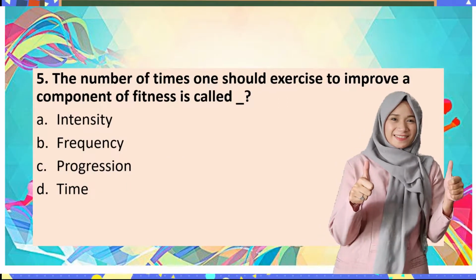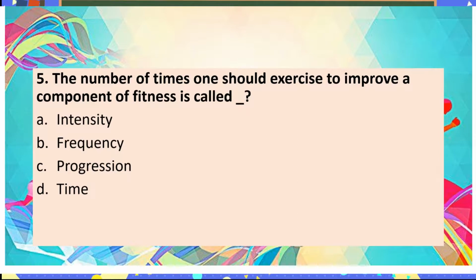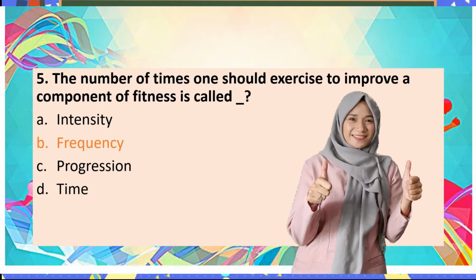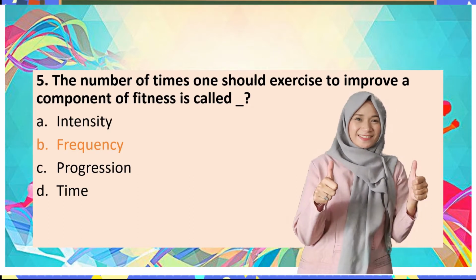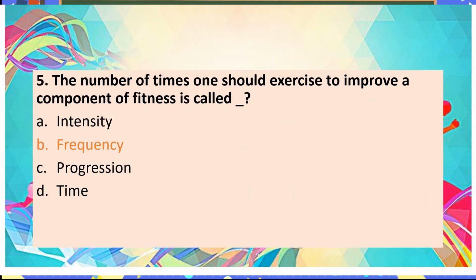Last question. The number of times one should exercise to improve a component of fitness is called blank. A. Intensity. B. Frequency. C. Progression. And D. Time. Correct. The answer is letter B, frequency. So that ends our activity for this session.